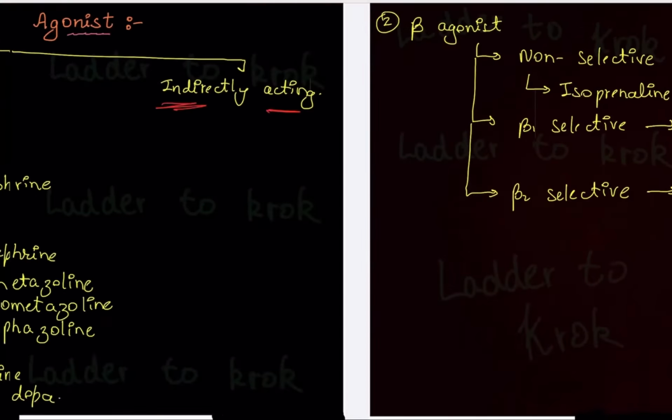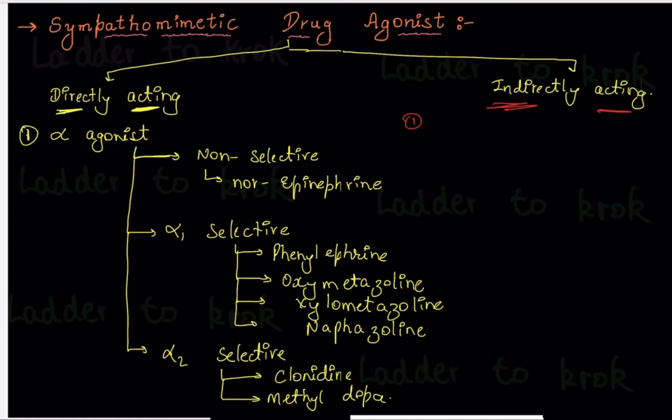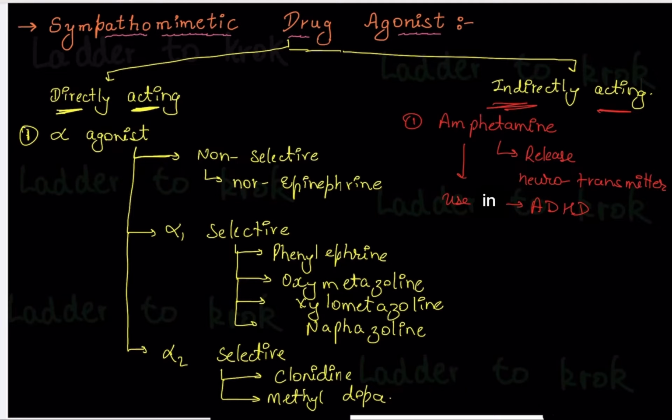In indirectly acting we will discuss some drugs that increase neurotransmitters like norepinephrine. The first one is amphetamine. This releases neurotransmitters, and it is used in ADHD, attention deficit hyperkinetic disorder. We usually use it in patients who are very hyperkinetic, meaning they cannot sit in one place, they are always moving or thinking, jumping here and there. The side effect of this drug is weight loss.